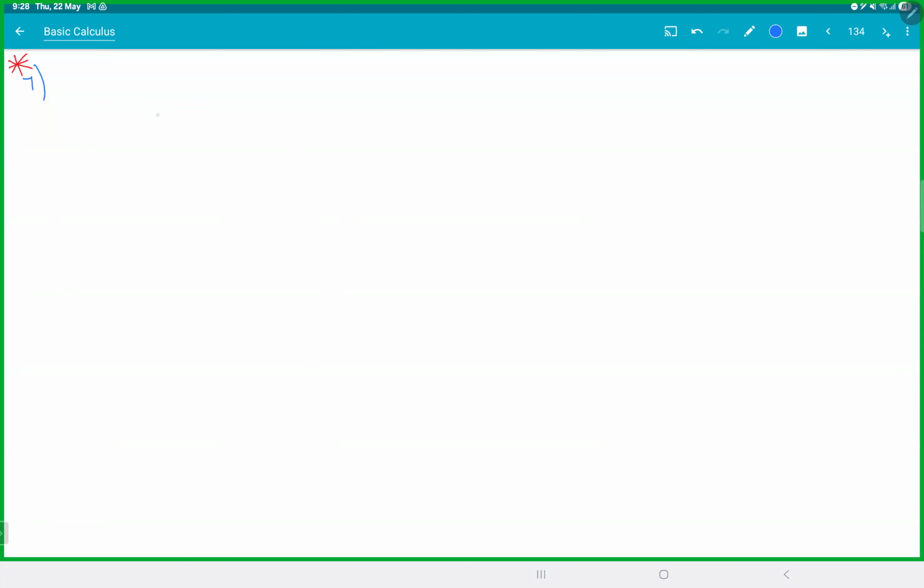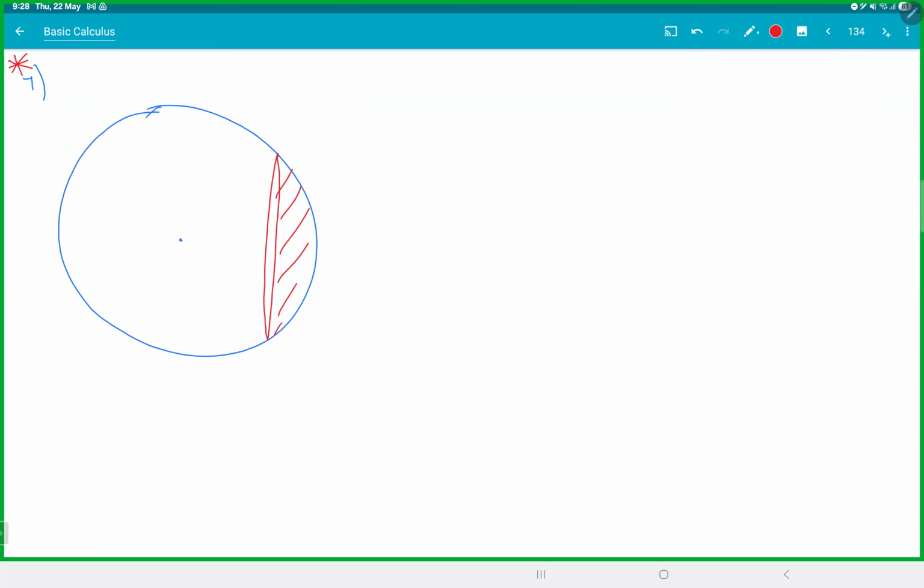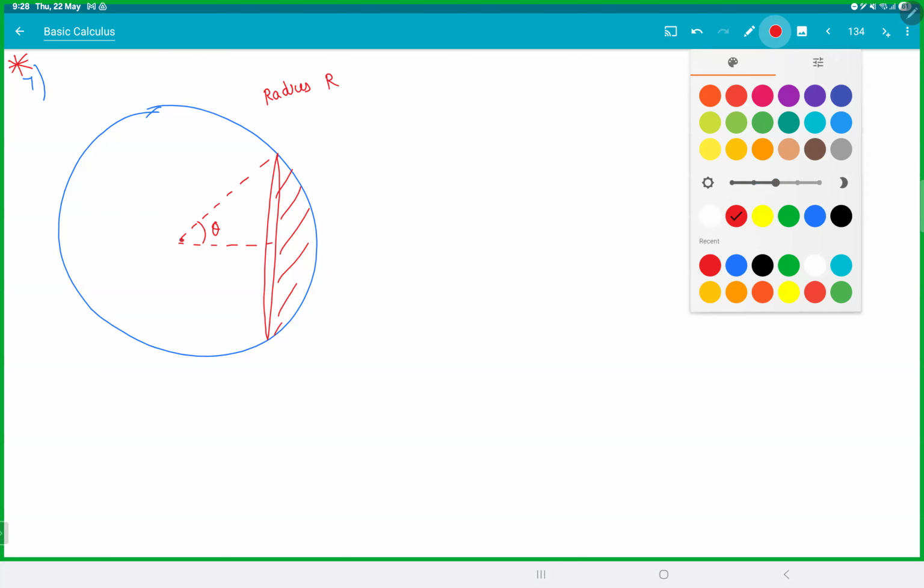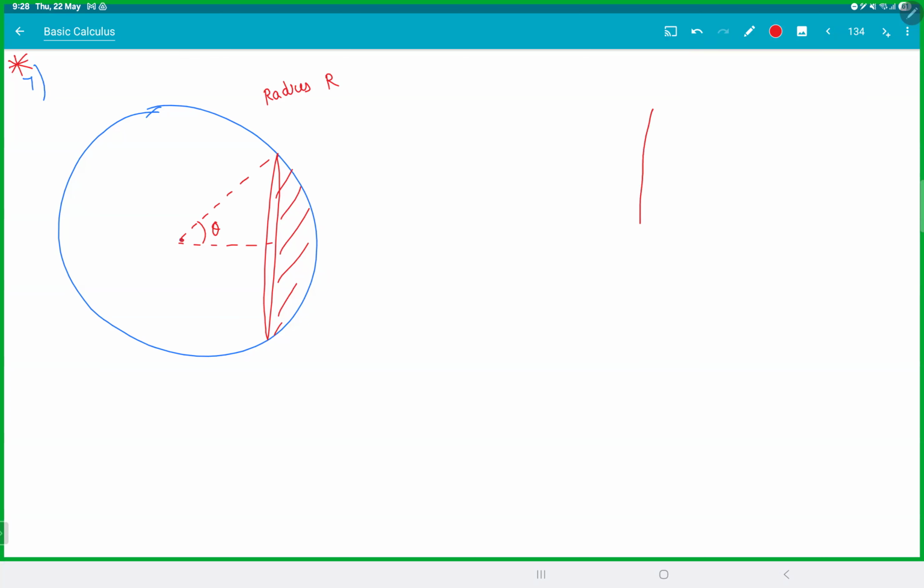If you take a sphere and paint till here, I don't want the full area, only this part of it. This is theta and radius r. You're getting it? So this would be a part of a sphere. It's not a full sphere, it's a part of a sphere.